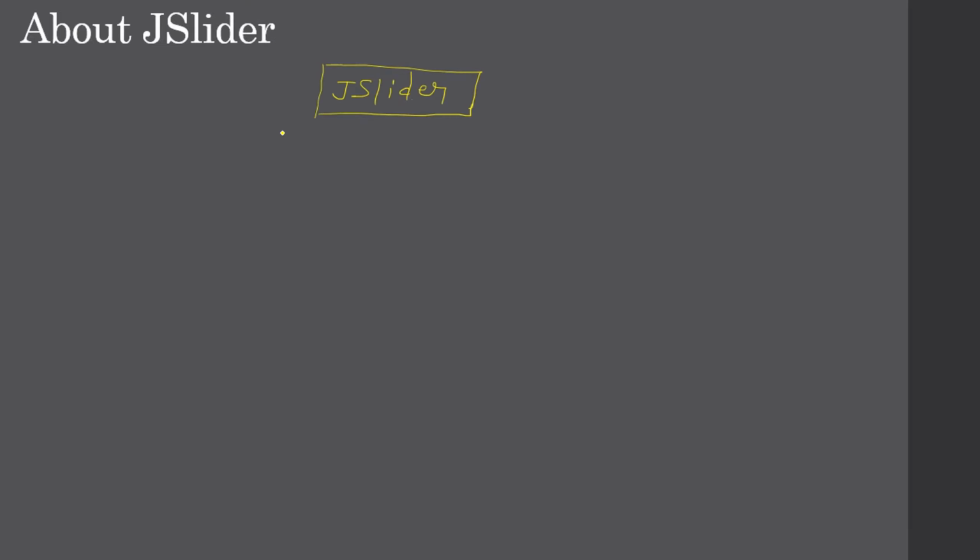So this is the component name JSlider, and there are a variety of constructors. In this example, we are going to use the default constructor. That means without any parameters, we will construct the object. Then we can use different methods on this JSlider to set the corresponding value ranges, then some display options.